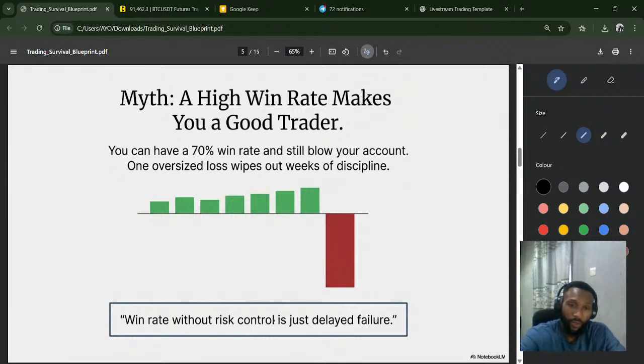Win rates without risk control is just delayed failure. Do you see that? See, just one mistake, one oversized loss, cleared this whole win rate on the graph. So you have to be smart. You have to use a proper risk management strategy.